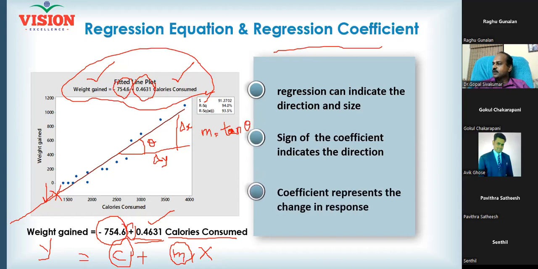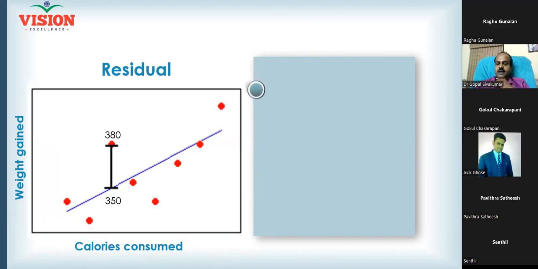So the sign of the coefficient indicates the direction of the difference. The coefficient represents the change in response. And one more thing you all need to understand in regression is the residual. See here, the blue line is the regression line. In order to determine the line, these are the data points, the red ones.